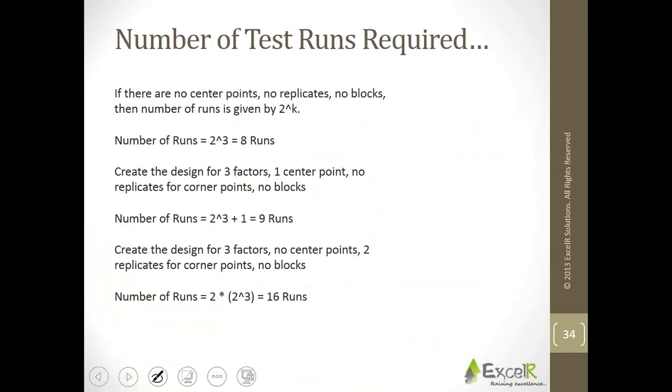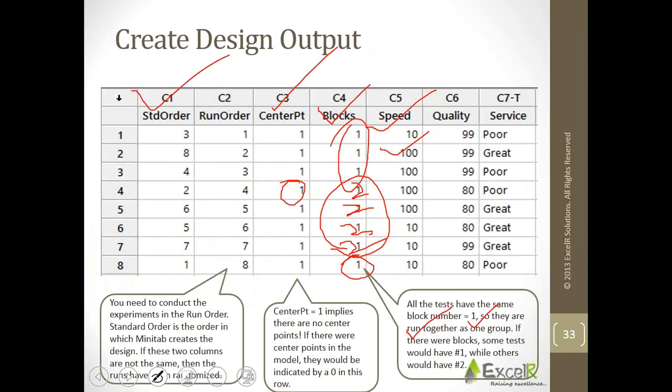Number of test runs required. If there are no center points, no replicates and no blocks, the number of runs is given by 2 raised to the power k. So in our case, we have 2 raised to the power 3, which is 8 runs. In the table that we have seen, we have 8 runs: 1, 2, 3, 4, 5, 6, 7, 8.